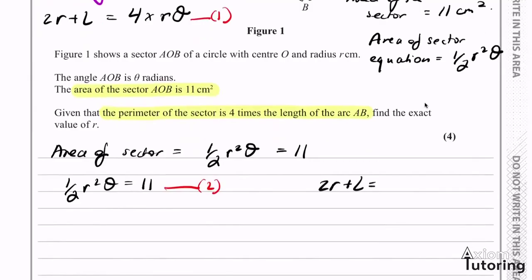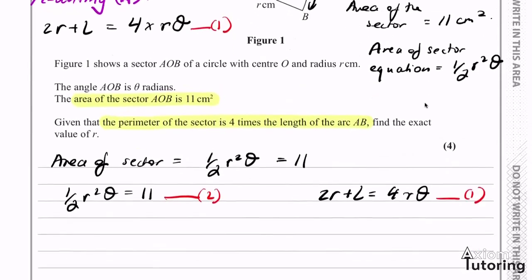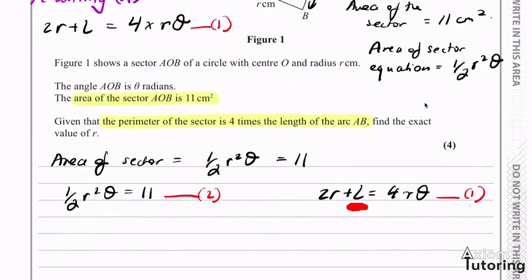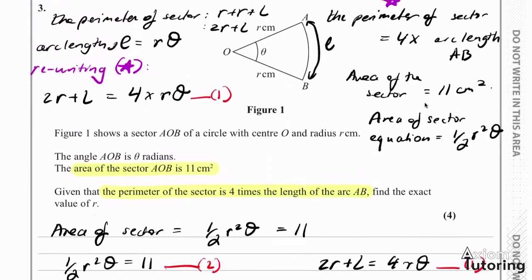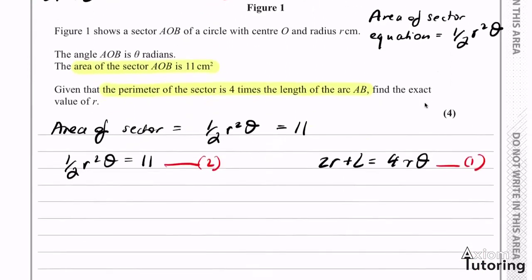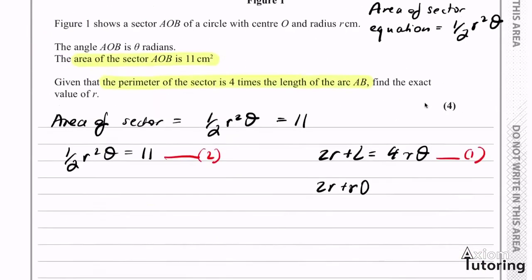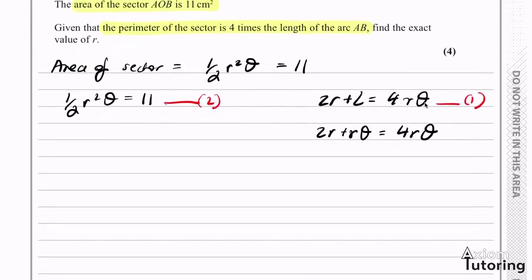So let me rewrite equation 1 down here as well. 2R plus L equals 4R theta. That's equation 1. And I actually didn't replace L on the left-hand side, which I absolutely can because that's the arc length, and we've just written down that the arc length is in fact R theta. So we can write 2R plus L, where L is R theta as well. So I get 4R theta there.